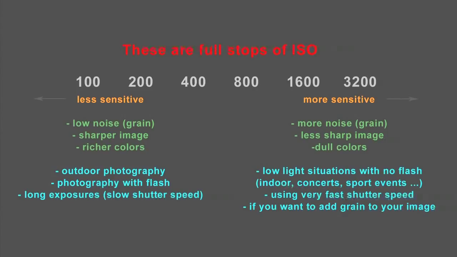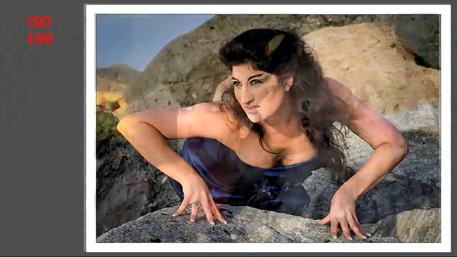Let's take a look at some examples. This image was shot outdoors on a sunny day. Of course, I had plenty of light, so I could easily use ISO of 100 for better image quality.